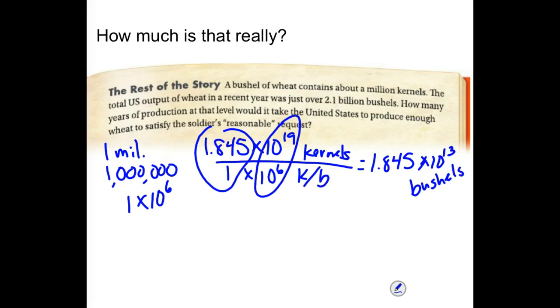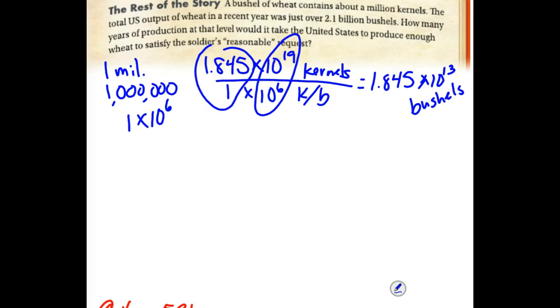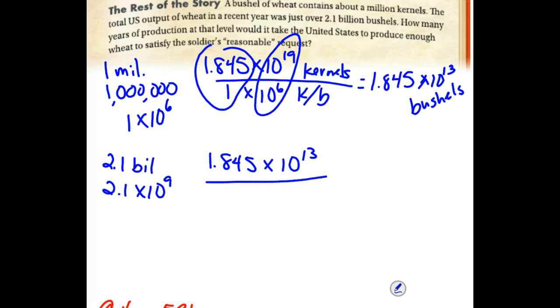Okay? Now it says that the United States can produce 2.1 billion bushels every year. 2.1 billion would be 2.1 times 10 to what power? A billion has 9 zeros? So times 10 to the 9th? So let's take how many bushels the soldier wanted and divide it by how many bushels per year we can do? 2.1 times 10 to the 9th. That's bushels per year. So what are we going to end up with for a label on this answer? Years. We're trying to figure out how many years it'll take us, right?